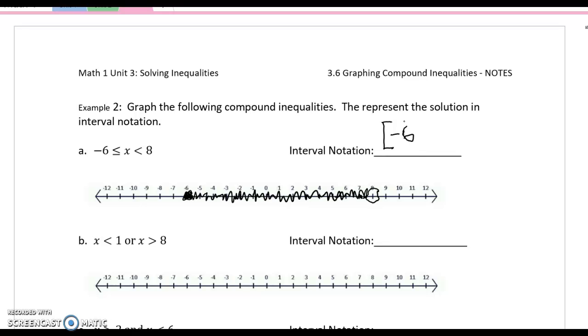On the left side of that shaded graph, we have 8 with an open circle. So we're going to put 8 on the right, and because it's an open circle, we are going to use parentheses. Again, this interval notation does not use infinity or negative infinity because, looking at our graph, we do not shade infinitely in any direction.